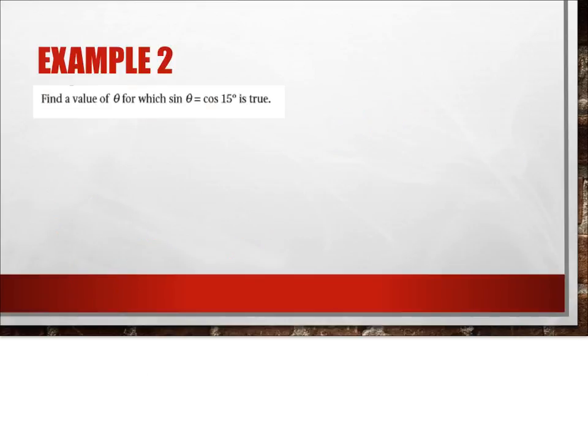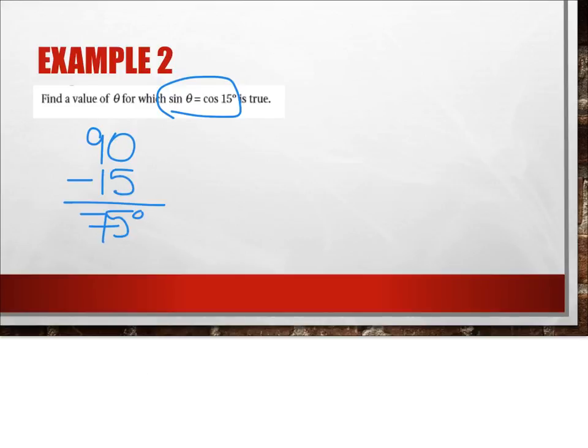Let's look at example 2. Find a value for the angle theta so that the sine of theta would be equal to the cosine of 15 degrees. So let's start right here. Cosine of 15 degrees, we want it to be equal to the sine of some other angle. So to find that other angle, you simply find the complementary angle to 15 degrees. That's 75 degrees. So theta should be 75 degrees.